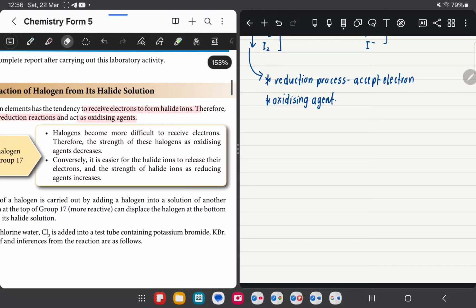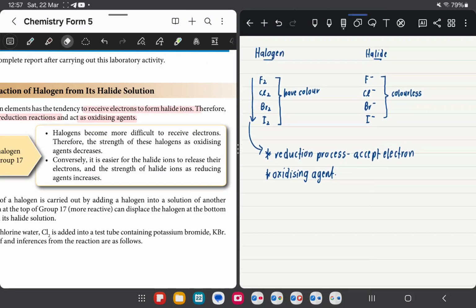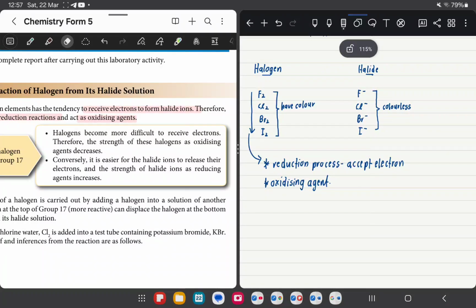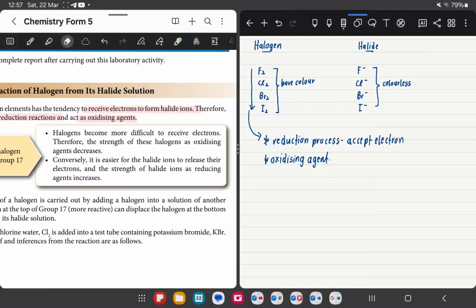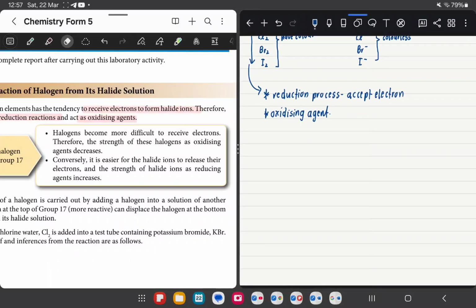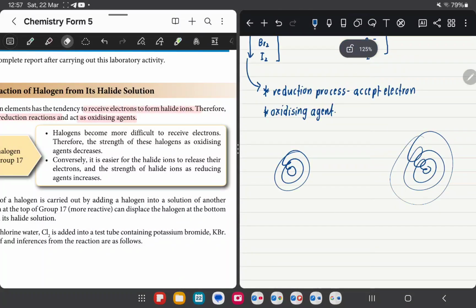Conversely, it's easier for halide ions to release their electrons, and the strength of halide ions as reducing agent increases. Halide ions already have a full, complete valence shell. So if they want to become halogen again, they should donate electrons. Same concept, I draw again like just now. Now it's your halide, your electron shell is already full. You see the distance from your nucleus to the valence shell is shorter. So to release the electron, is it easier or harder? Harder, because when the distance is shorter, it's harder to release electrons since the attraction force is stronger.